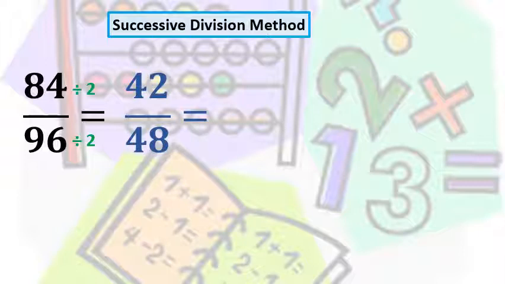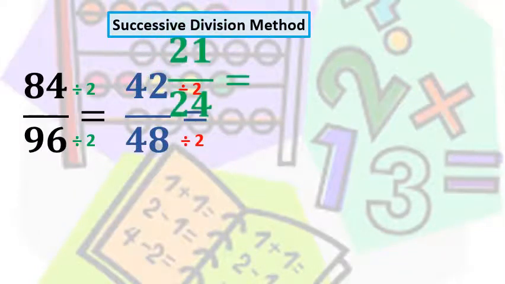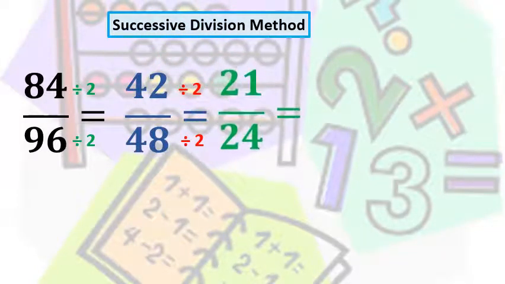Can we simplify more? Can we divide more? Can we reduce more? Yes. Divide by 2, divide by 2. The answer is 21 over 24. And divide by 3, divide by 3. The answer is 7 over 8.